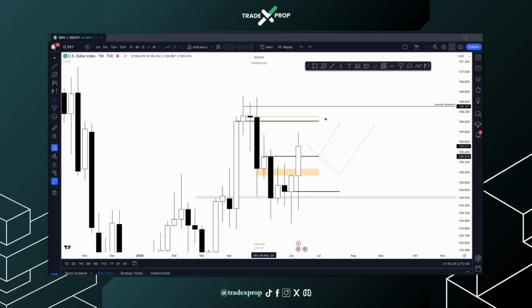So a storyline for the monthly starts with a monthly support. Price comes down, we reject it and we close. This is what causes the first step of a monthly bullish storyline. The second step is on the weekly time frame.